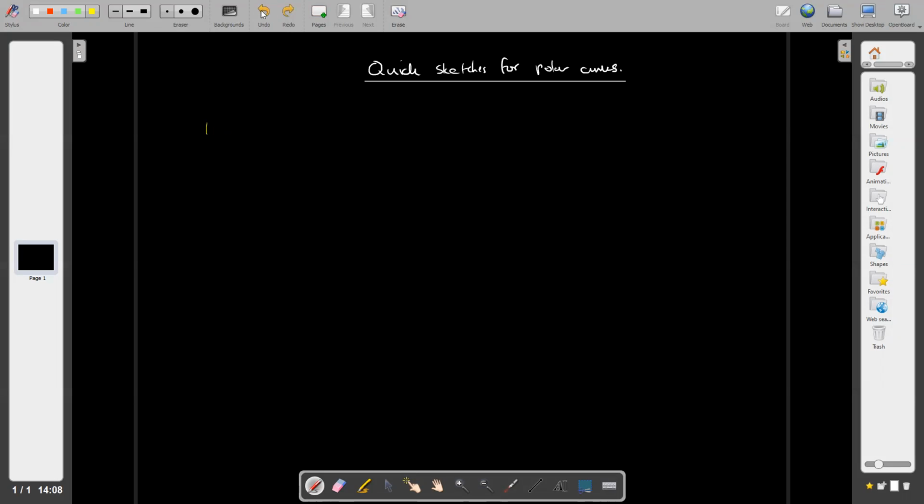So limacons are going to be of the form r equals a plus or minus b sine theta, or r equals a plus or minus b cosine theta. So these are going to be limacons, and there are certain types of them. The first thing I'm going to do is get GeoGebra up and have a little play, to see what the different types are.